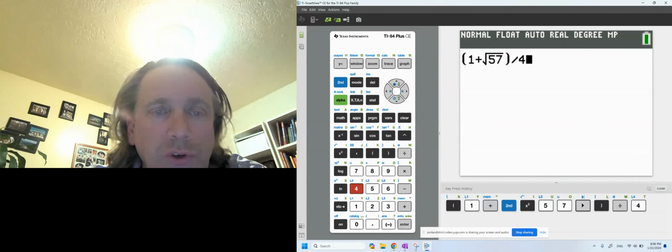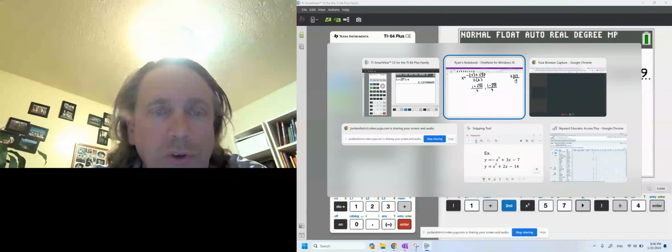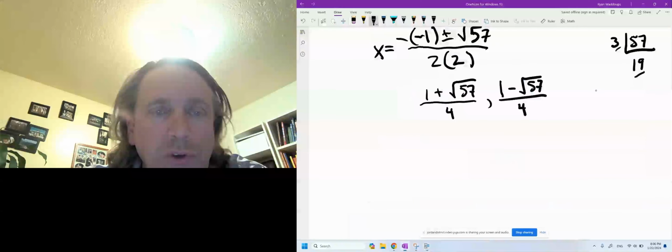I hit enter. And that gives me, I'm going to go out to the thousandths place, 2.137, because the 4 next to it, I want to round down. So 2.137. And again, these are approximate. And they are x values, because we're going to need to get the y values also.